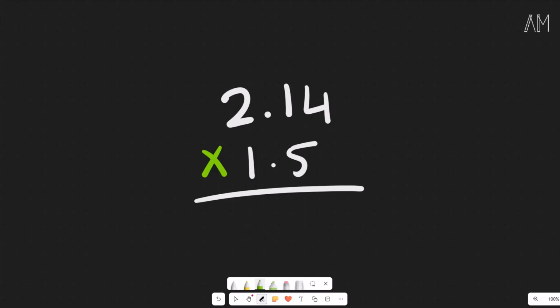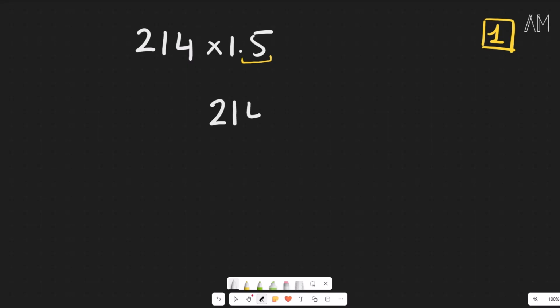First of all, let's get started with this first example. Let's say we have 214 multiplied by 1.5. Before we start the normal multiplication, we need to count how many digits we have in the decimal world, okay? In this number, I only have one, so there we go. I put 1 in the box, and I multiply like there's no point at all, okay? So I'll put 214, and I'll apply the normal multiplication without the decimal point.